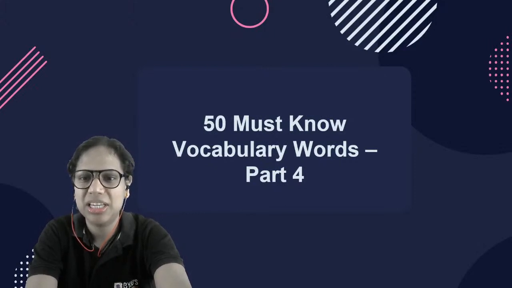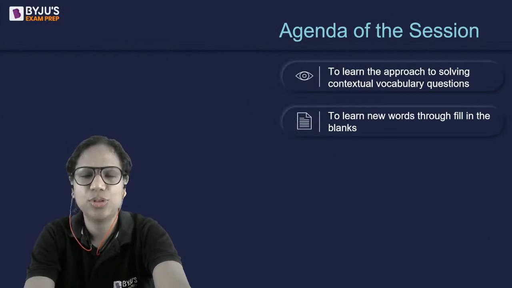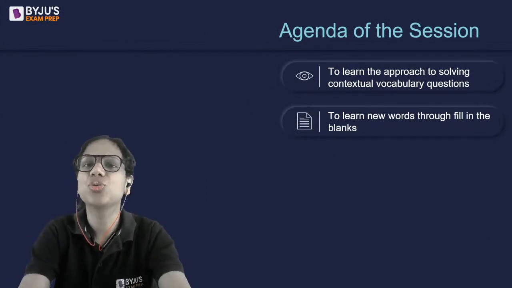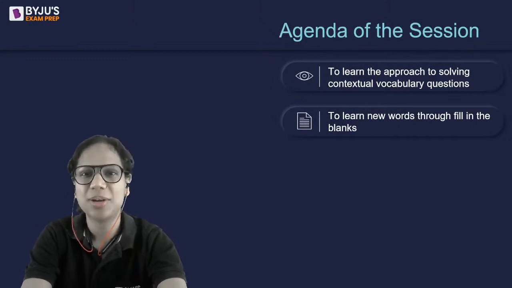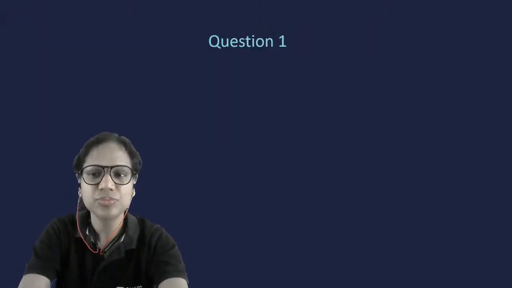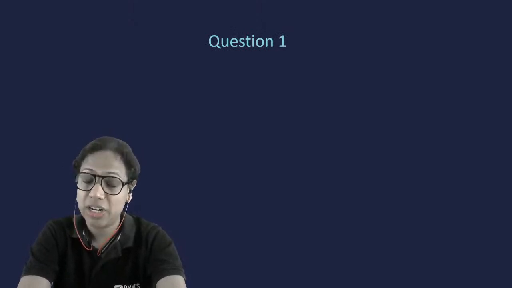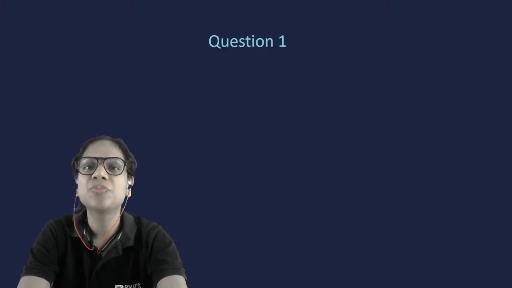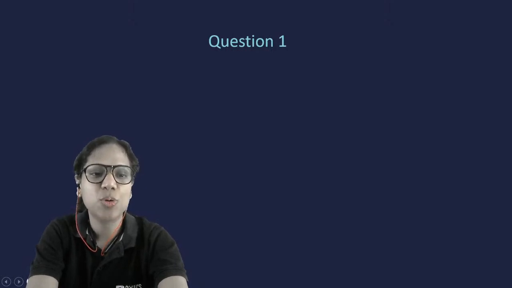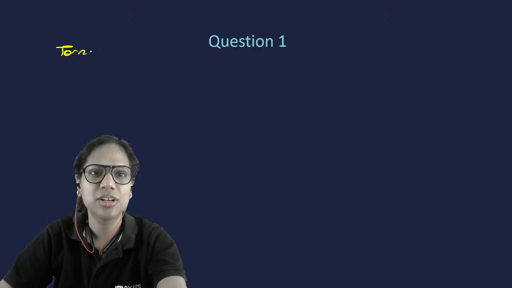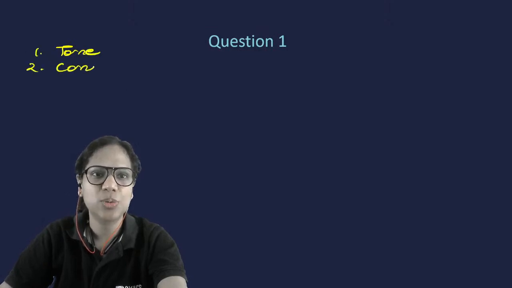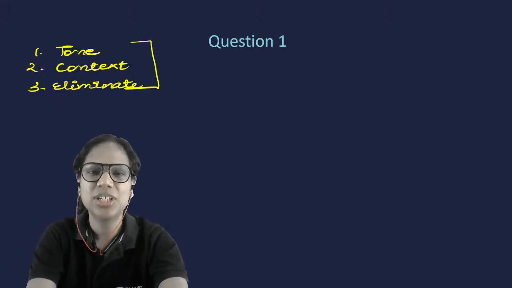All right, so let's begin. This is our agenda for the day. As I've already told you, we will learn some new words through fill in the blanks, which is a part of contextual vocabulary. In such questions, the surrounding words play an important role. So, please read them carefully. Look at the tone of the word that is required in the blank, whether it's a positive word or a negative word. Pay attention to the surrounding words and always eliminate. So, following these three things will help you in such questions.